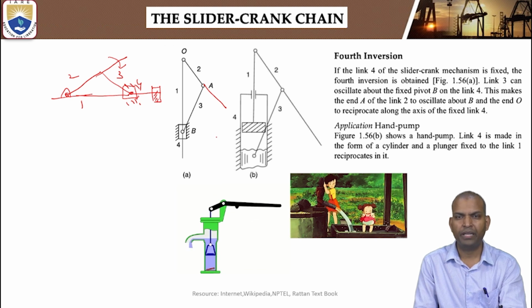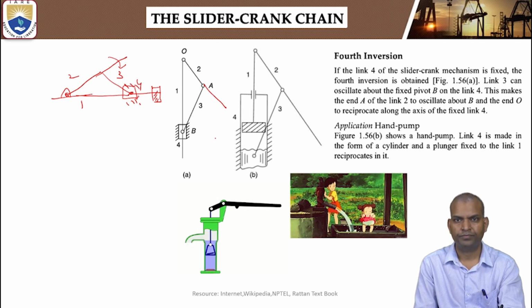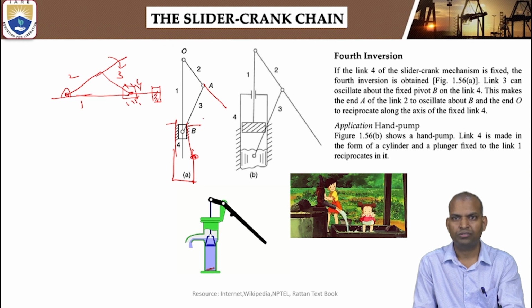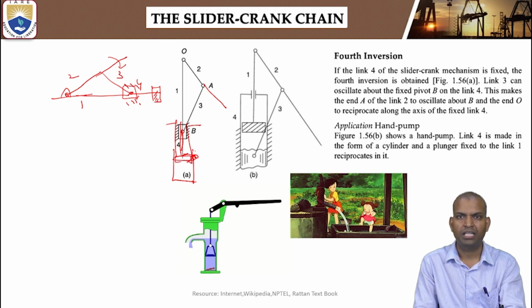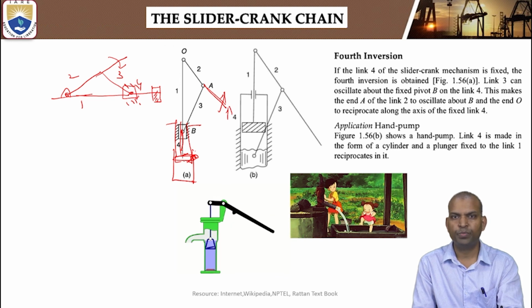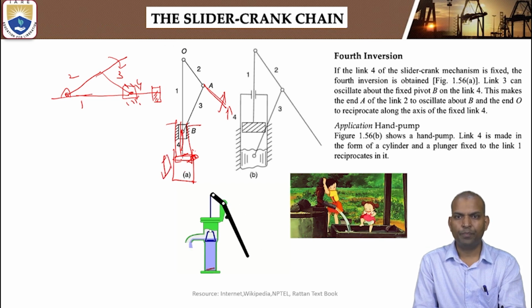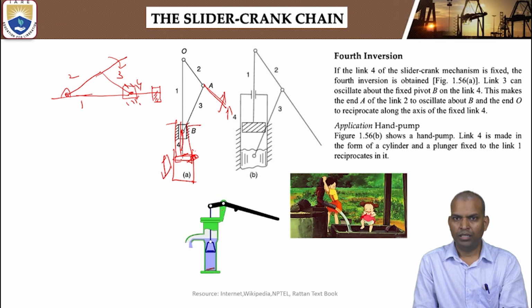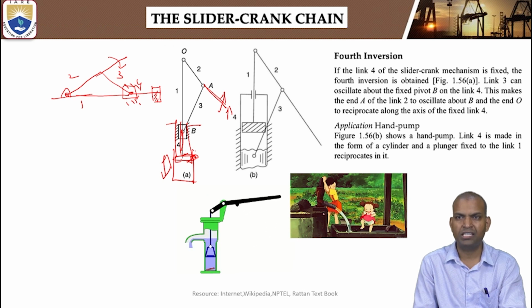This is the mechanism. The application of the fourth inversion is the hand pump. In the hand pump, cylinder 4 is made as a hollow support at the surface, link 3 is attached to it, and link 1 is attached to the piston. When link 2 oscillates up and down, the piston goes up and down. It is used for discharging water in a hand pump. Now the water is being discharged in this animation, you can see it.